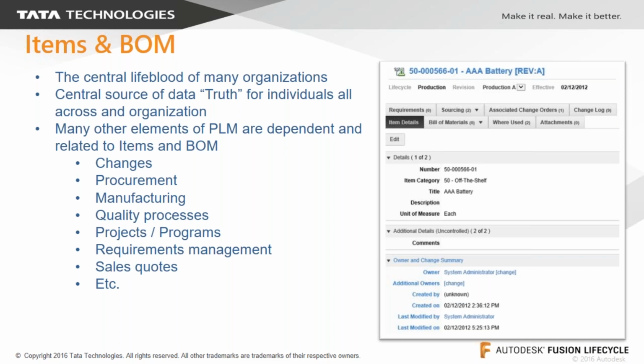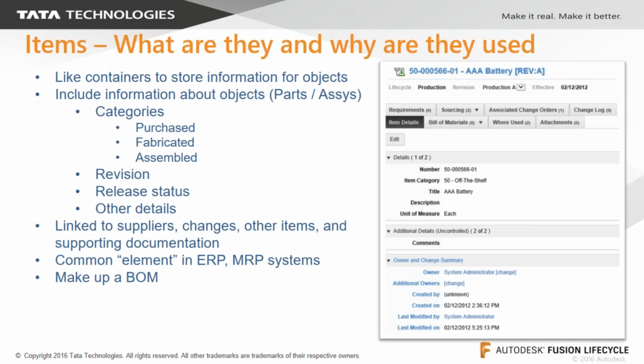Let's take a quicker, deeper dive into items. So, what are they? Why are they used? Most people, I think, understand the concept of a bill of materials to an extent. What items are is a container to store information or objects. And these could include information about those objects. Generally those objects are parts and assemblies, let's think about it that way. And the container, the item, is what defines a part or an assembly.